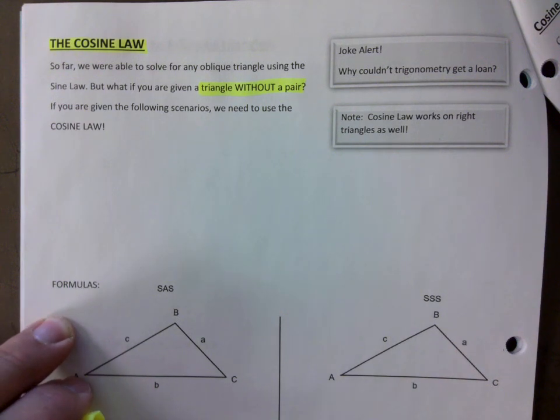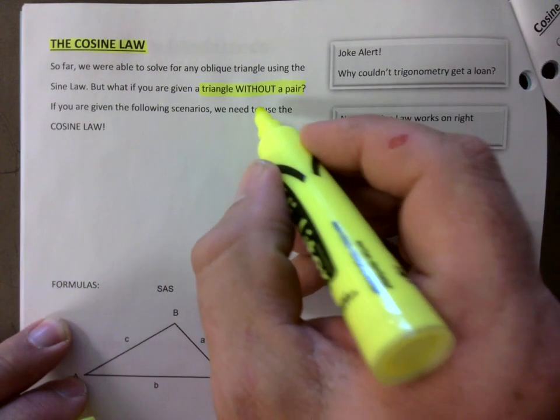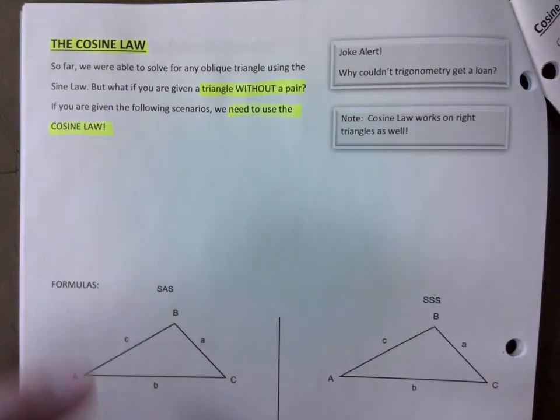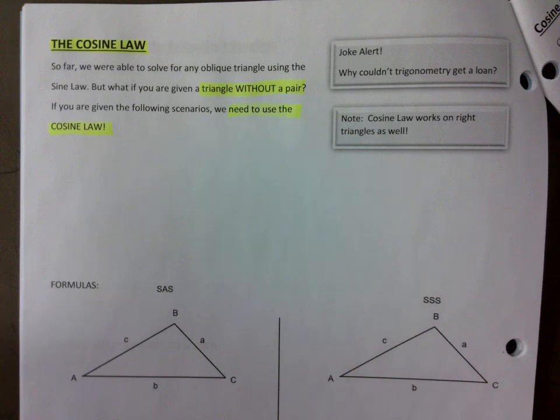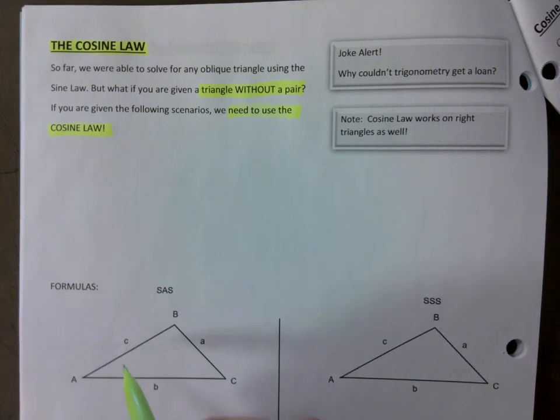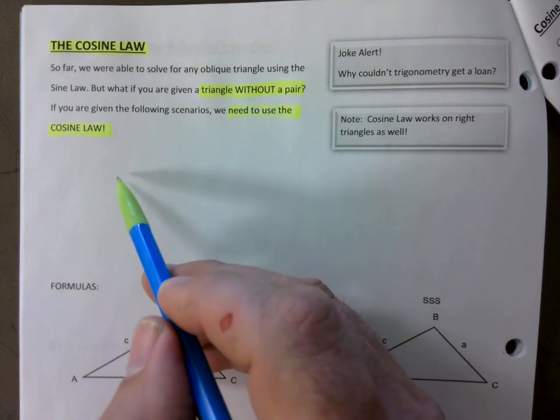Well, I think you're already guessing, it's going to be cosine law, right? You guessed right. We need to use the cosine law in those situations. And we've got two cases in particular. Some students like to just memorize these two cases, then they know it's cosine law, or I just tell students if you don't have a pair, it is going to be cosine law. So this is your first case.